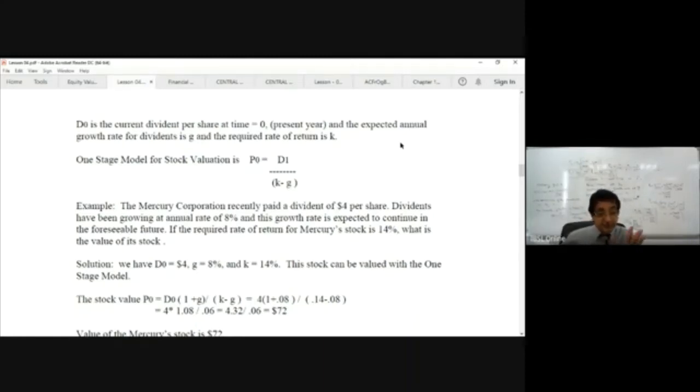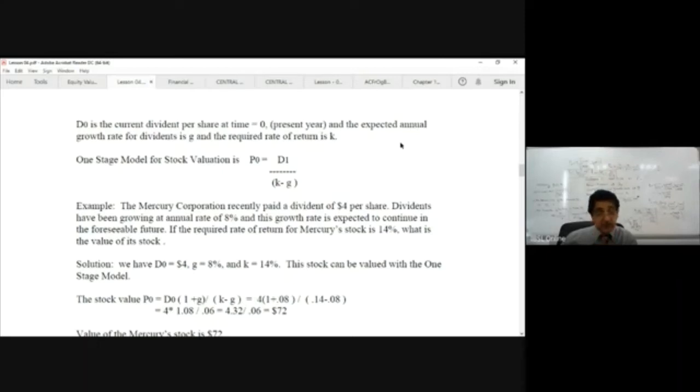D0, that is the present dividend, $4 per share. So D0 is $4. Then it says a constant growth rate for a long period of time, and it is 8%. So G equals 8%. And it says the required rate of return is 14%. So therefore, K is equal to 14%. Now we can make use of this data and calculate the price.